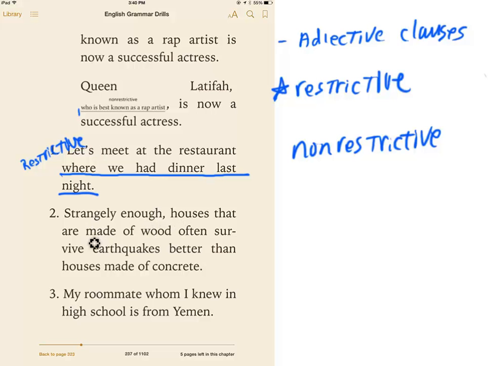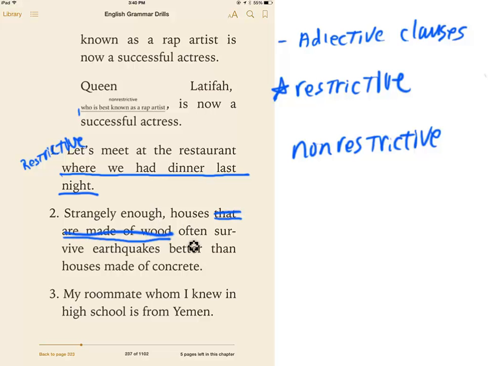Strangely enough, houses that are made of wood often survive earthquakes better than houses made of concrete. So where is the restrictive or non-restrictive clause? Strangely enough, houses that are made of wood. Well, I would say that it has to be essential. That are made of wood. Because better than those, better than houses made of concrete. I would have to say this is essential because it wouldn't make sense if you didn't have that there.